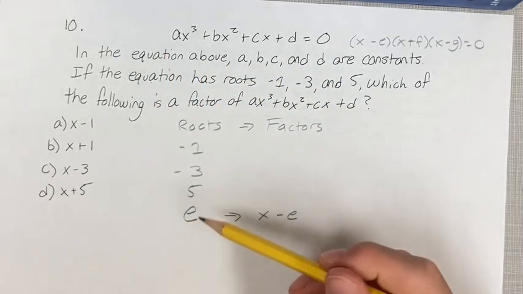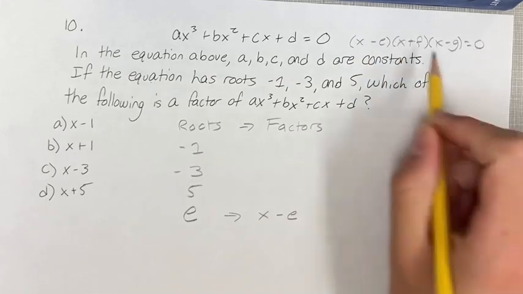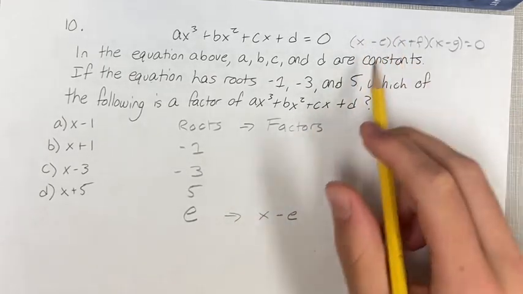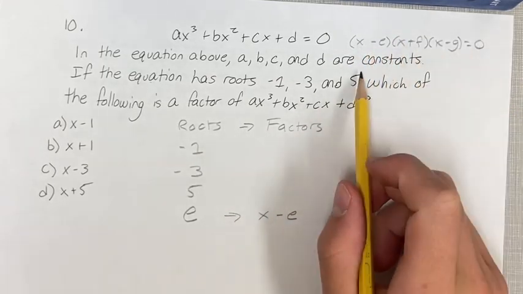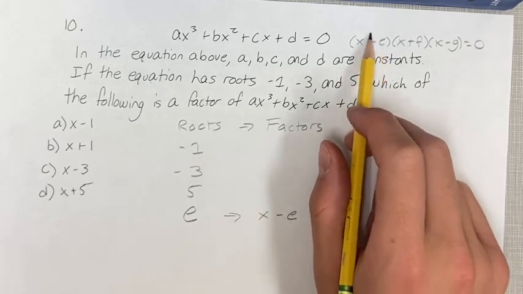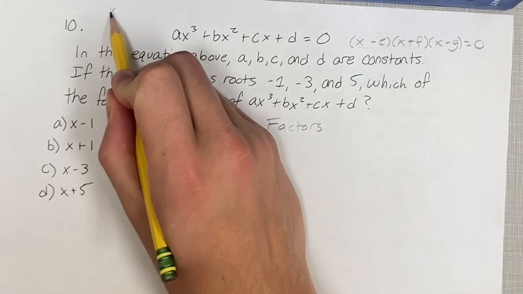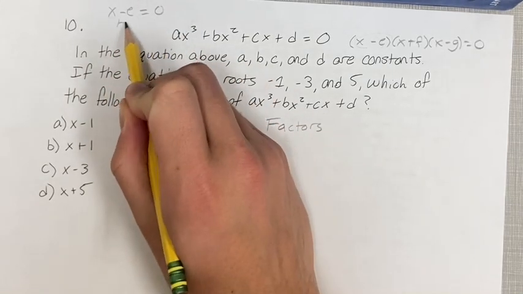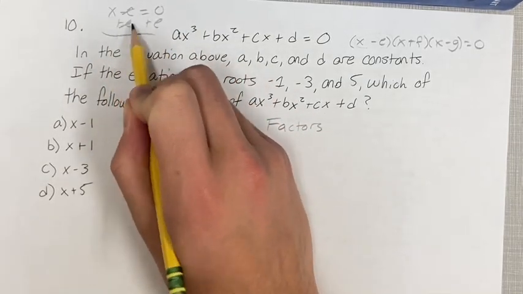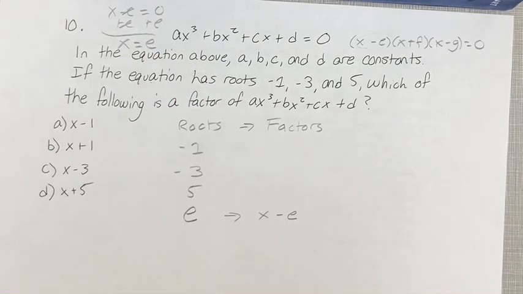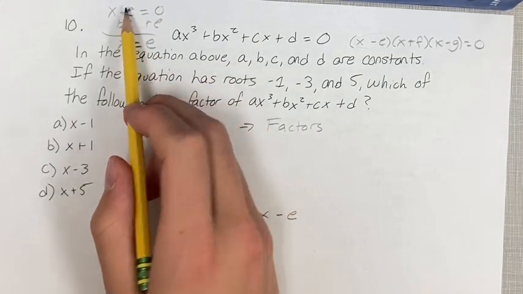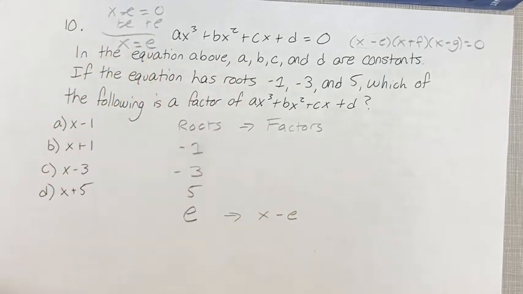For e to be a root, we need to have x minus e in this chain, because for all of these to be equal to 0, one of them has to be equal to 0. So if this is equal to 0, then the whole thing is equal to 0, and the equation is correct. So if x minus e is equal to 0, we add e to both sides of this equation, we get x is equal to e. So that's how you get from the factor to the root.